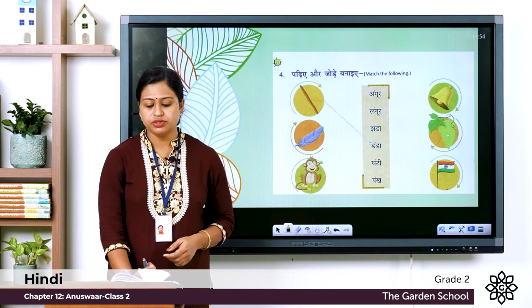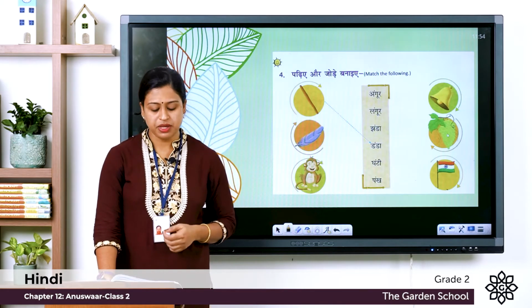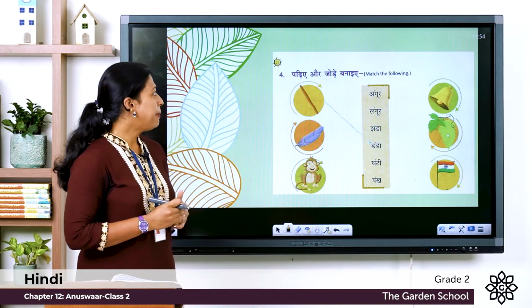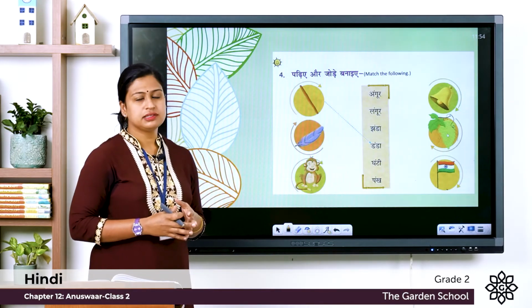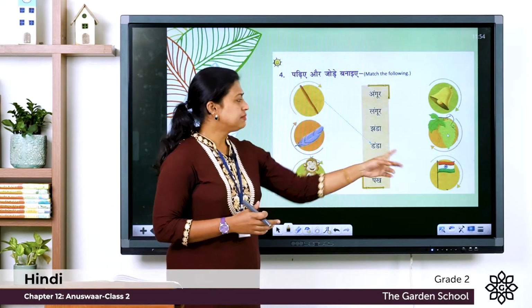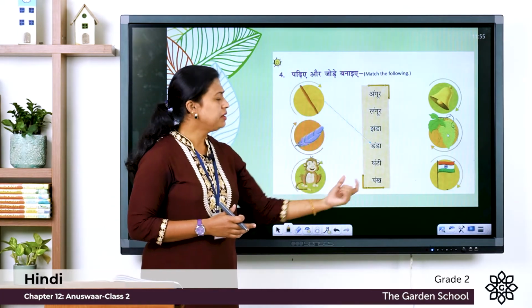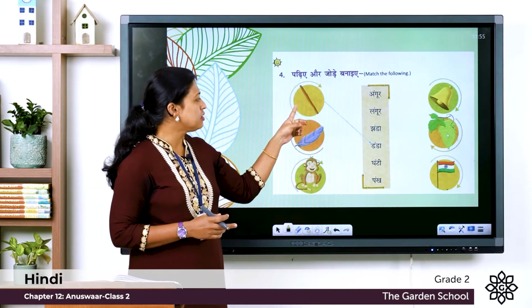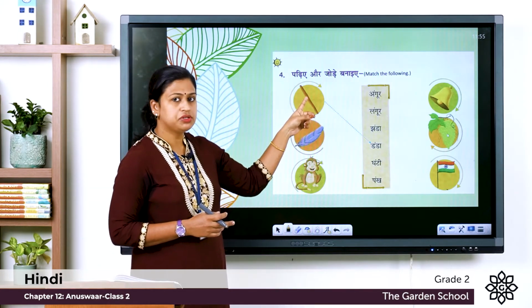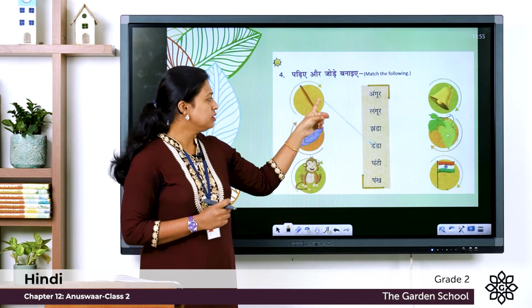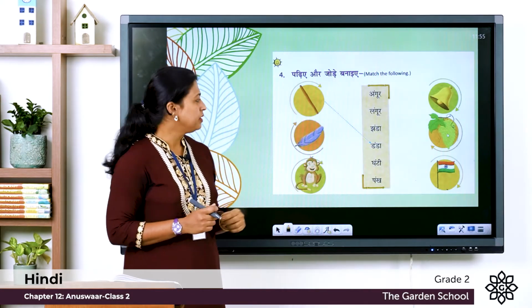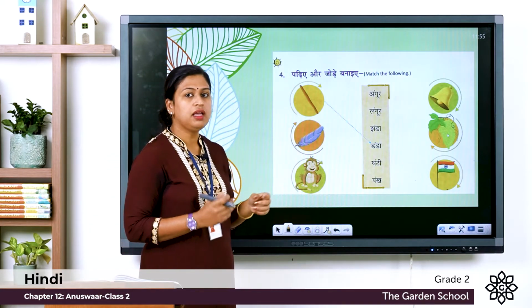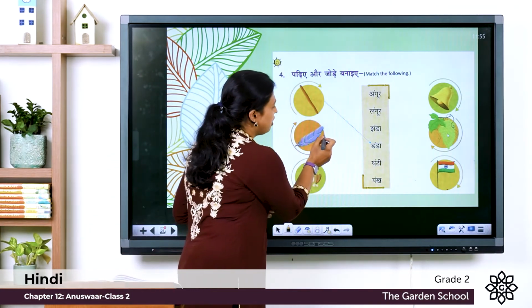Next we will move on to the fourth one, that is in page number 72, and the question is Padhiye or Jode Banaiye. So you can see both the sides pictures are there, and in the middle names are there, and now you have to match it. So the first one is already done for you. The first picture is a stick. So in Hindi we say Danda. Next one is wing, and in Hindi we say Pankh. So you have to match it.